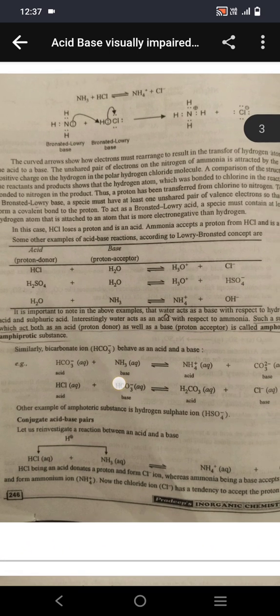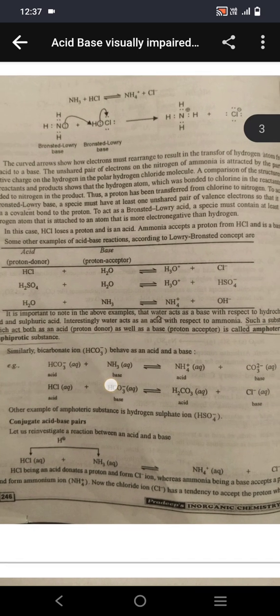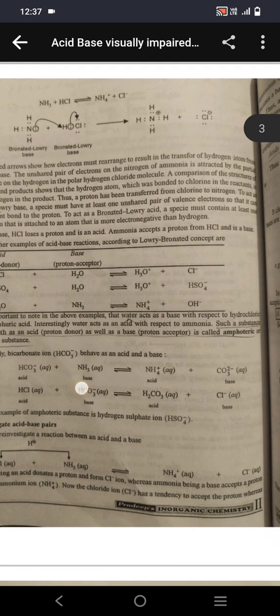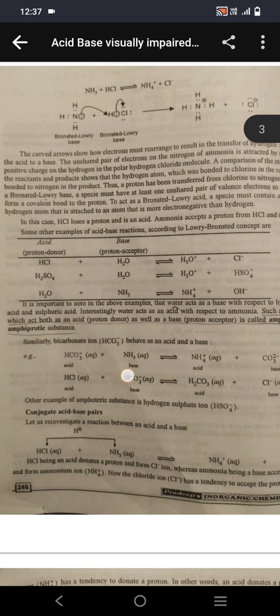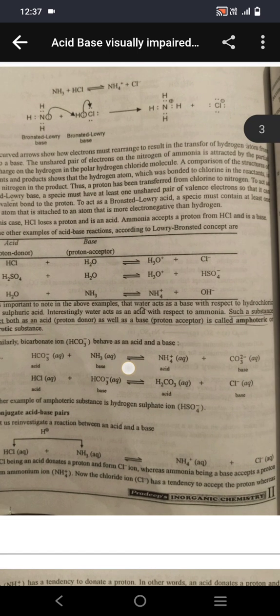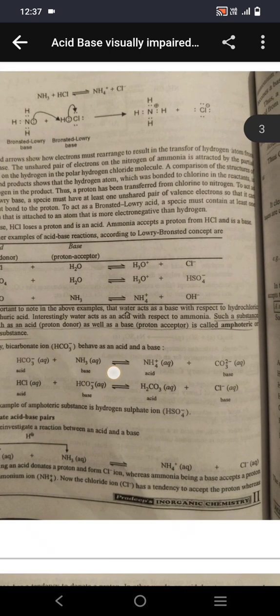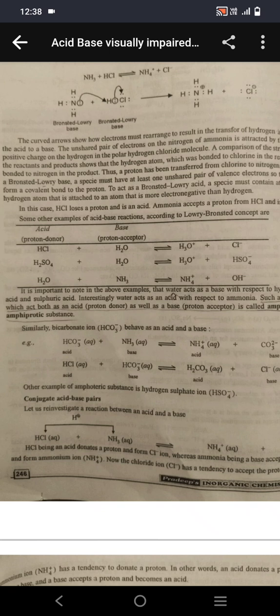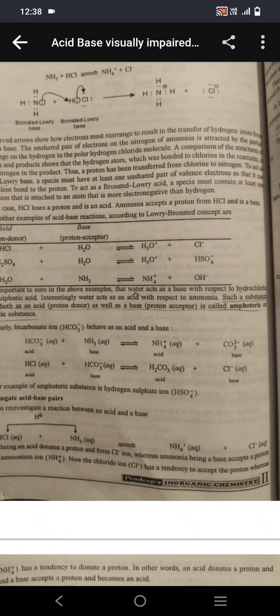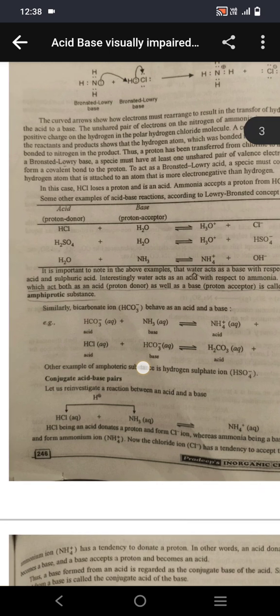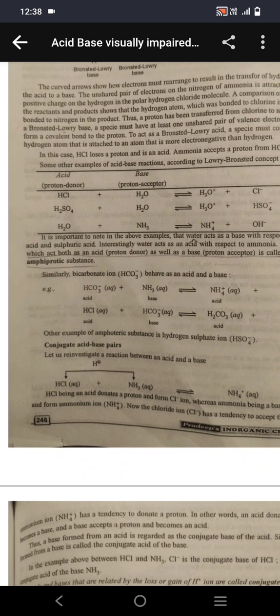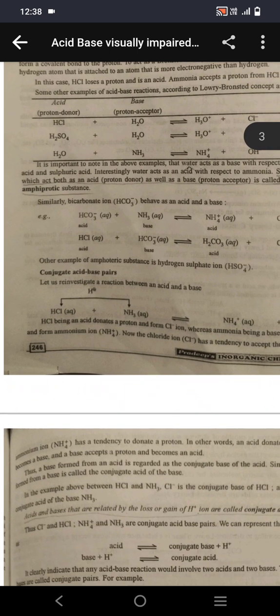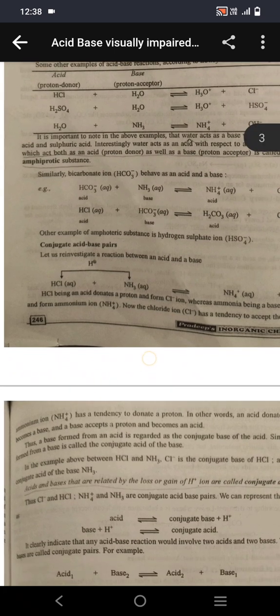It is important to note in the above examples that water acts as a base with respect to hydrochloric acid and sulfuric acid. Interestingly, water acts as an acid with respect to ammonia. Such a substance which acts both as an acid as well as a base is called amphoteric in nature. Similarly, the bicarbonate ion behaves as an acid and a base. Another example of an amphoteric substance is the hydrogen sulfate ion.